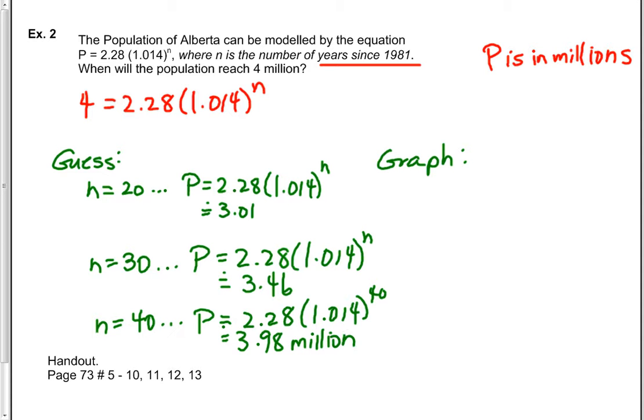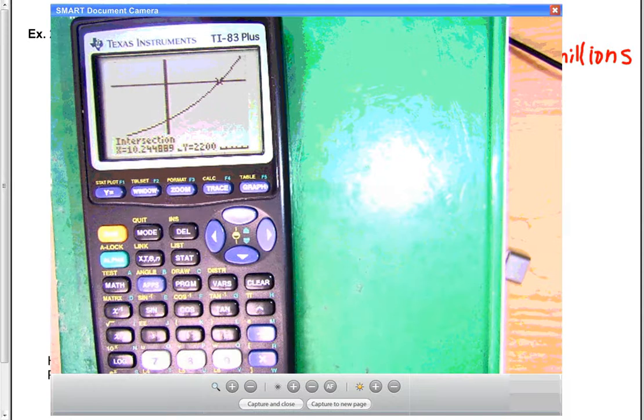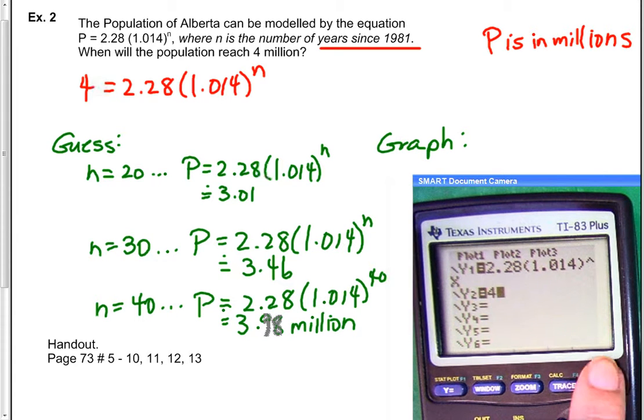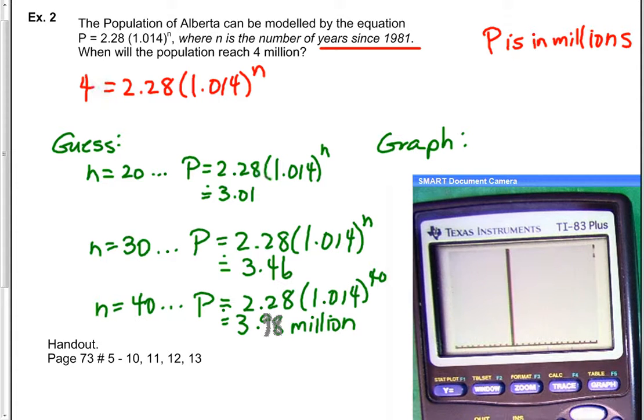Okay, let's verify that with the graphing calculator. So I am looking for the point of intersection where our population equation, 2.28 times 1.014, 1.4%, to the power of x meets the line of 4 million. Let's see if we can see it.